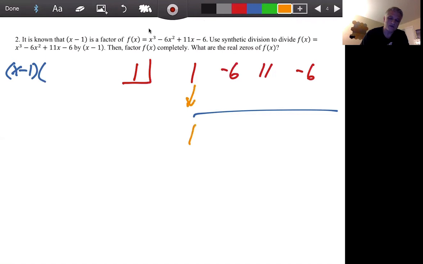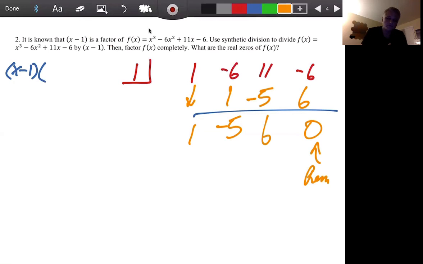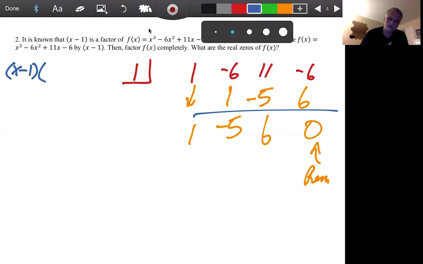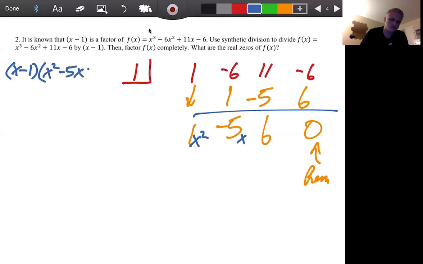Bring your 1 down, multiply 1 times 1, add. 1 times negative 5, add. 1 times 6, add. Again, remainder is 0, which is good because it told us that x minus 1 is a factor. So now, I've got x squared minus 5x plus 6. Okay, let's fully factor f of x. Bring down our x minus 1.